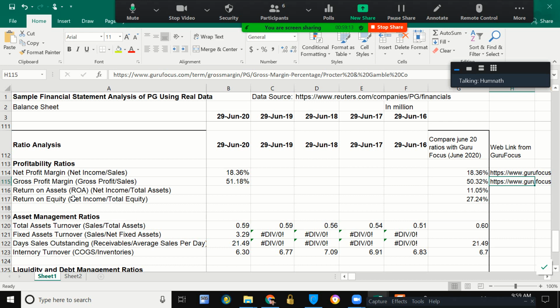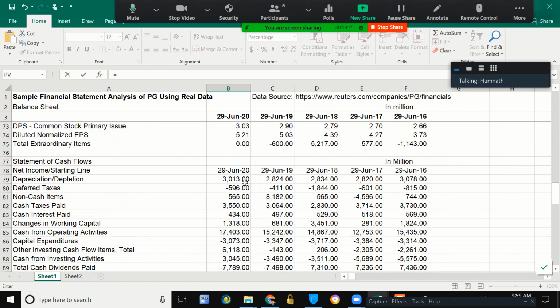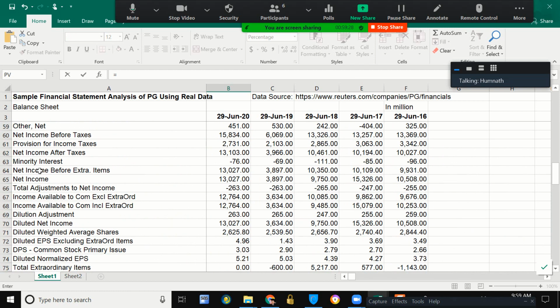Let's do the third one, return on assets, which is ROA. ROA equals net income divided by total assets. So let's find net income. By now you should remember, right? Net income is in 65, and you divide by total assets.